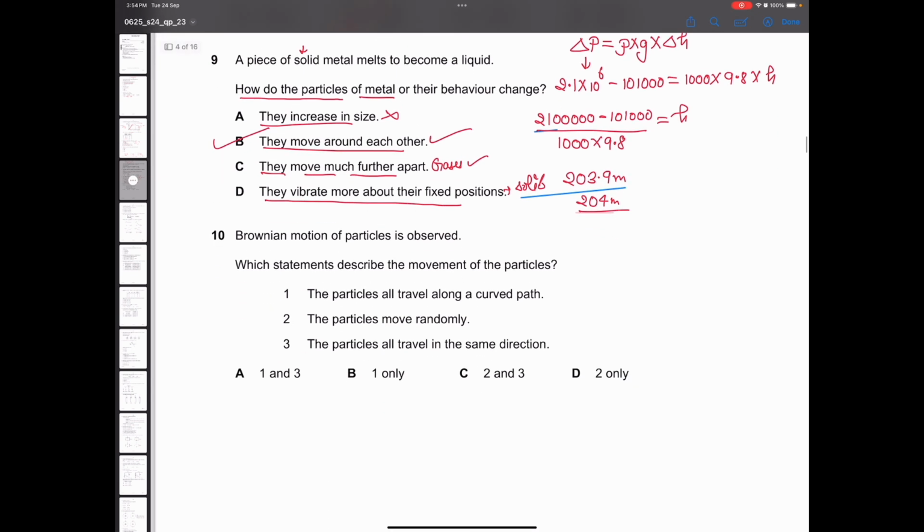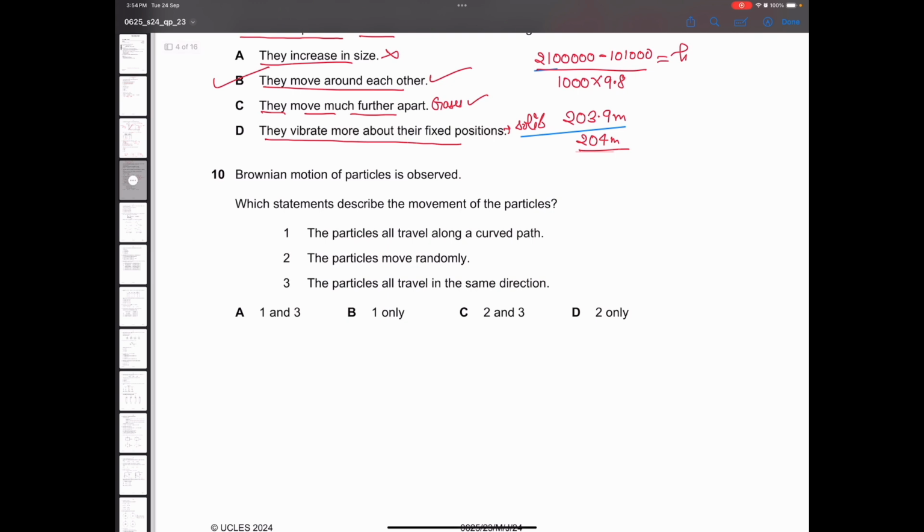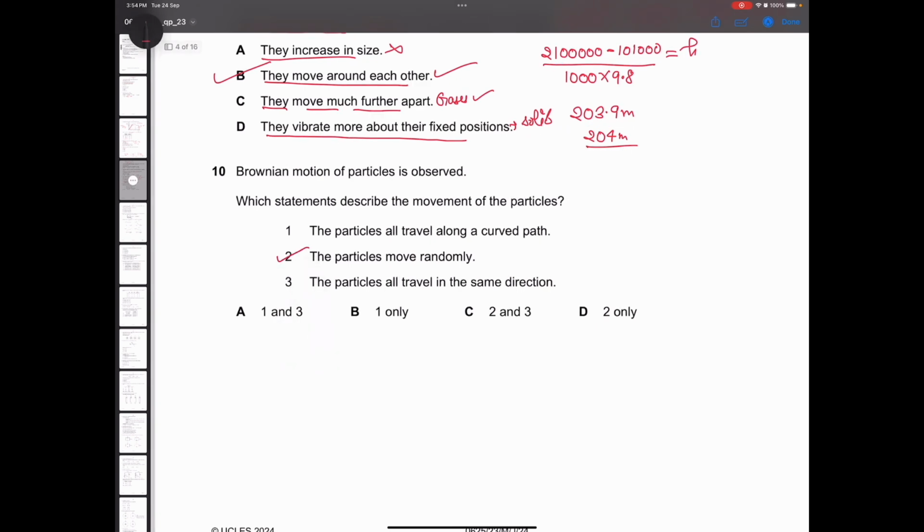Now, next question. Brownian motion of particles is observed. Which statement describes the movement of the particles? So Brownian motion, we know that they move completely in random directions. So first of all, statement 2 is correct. The particles all travel along a curved path. No, they move in random directions, so curved path is not a possibility. The particles all travel in the same direction. Again incorrect. Brownian motion is random motion of particles without a fixed direction, so it cannot be the same direction. Only statement 2 is correct. So option number D is correct.